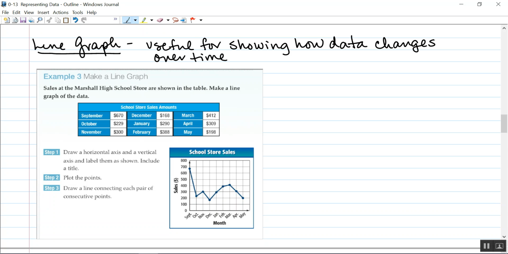This is very useful for seeing how things change over time, because this absolutely makes sense that the sales at the school store would be very high in September when school starts. Everybody needs their supplies and their sweatshirts. And then it kind of drops off. And then you actually have another peak here around maybe February or March. Maybe the weather's getting colder and people need to buy some more sweatshirts or something. And then it kind of drops off. And then you see that they don't even have anything graphed for June, July, and August when school is not in session.